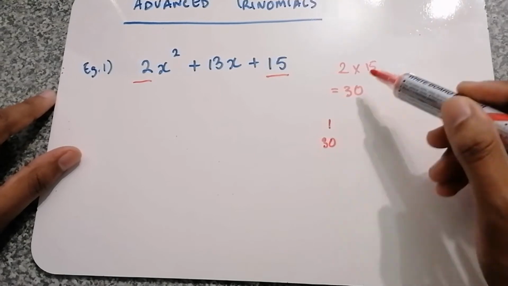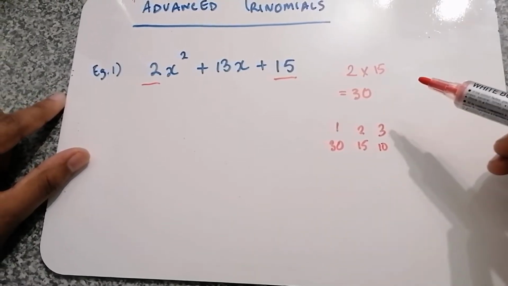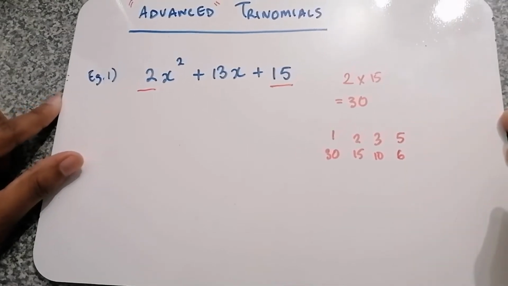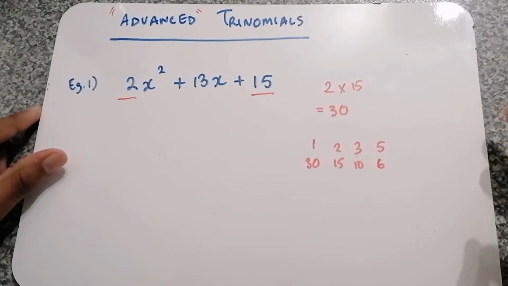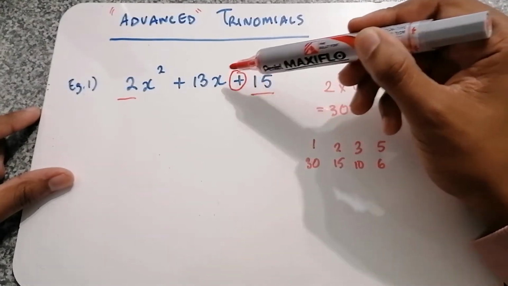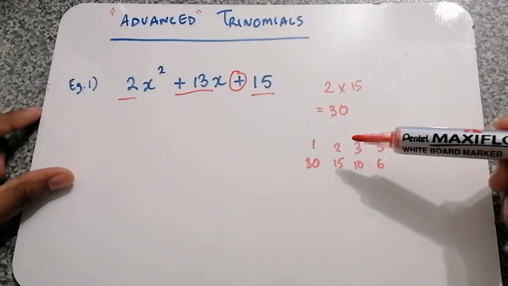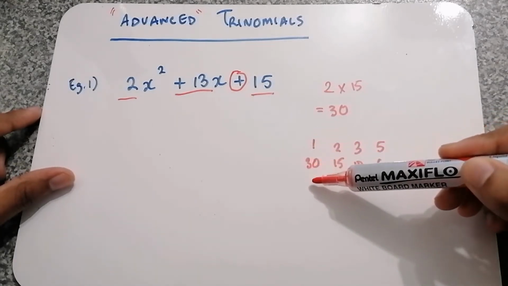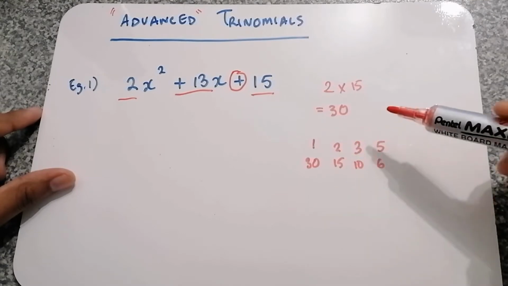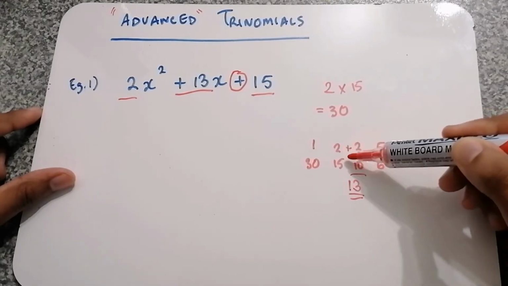And so instead of finding the factors of them separately, I find the factors of 30, which is then 1 and 30. If I divide it by 2, I get 15. If I divide by 3, I get 10. If I divide by 5, I get 6. So these are all the factors of 30. Now, I need to think of a pair of factors that add together to give me the positive 13. Now, 1 plus 30 is 31, 2 plus 15 is 17, 3 plus 10 is 13. So, this works because 3 plus 10 is 13.